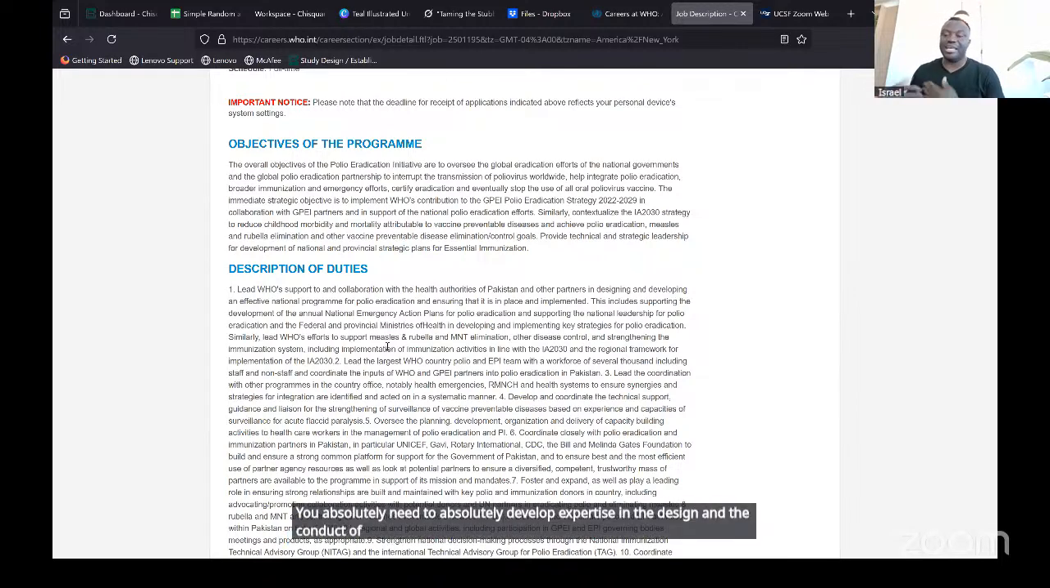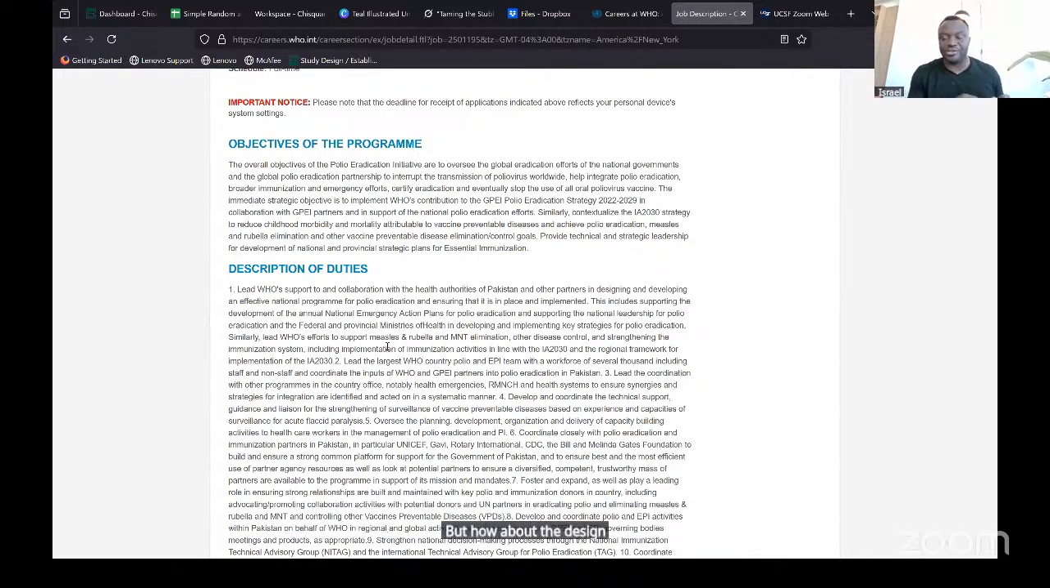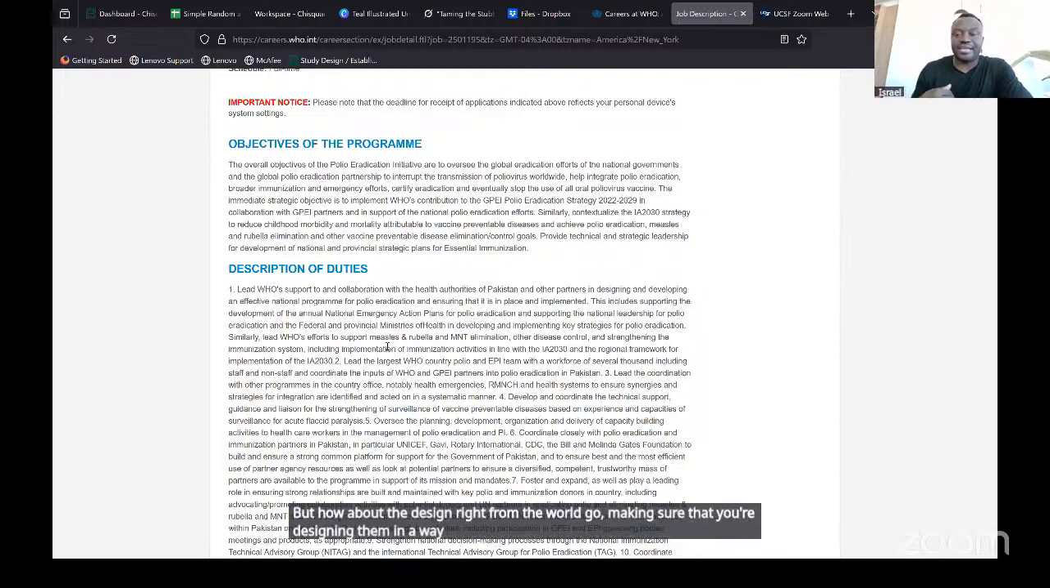It's not just implementing them, but the design, right from the word go, making sure that you're designing them in a way that they are valid. That's also very, very important.